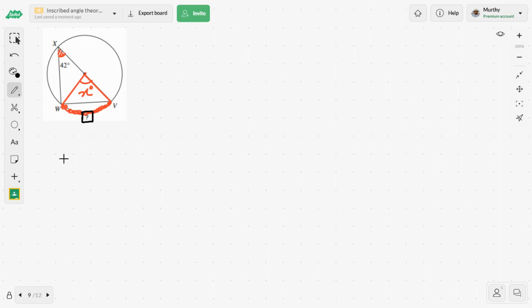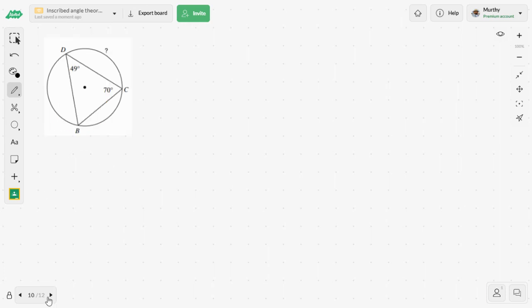Okay, let me quickly go to the next one. Here again, you're asked to find the length of the intercepted arc. There's a question mark here. How do we figure this out? You have to figure out the central angle. There are two angles here, and I'm sure you can figure out the third angle of this triangle.